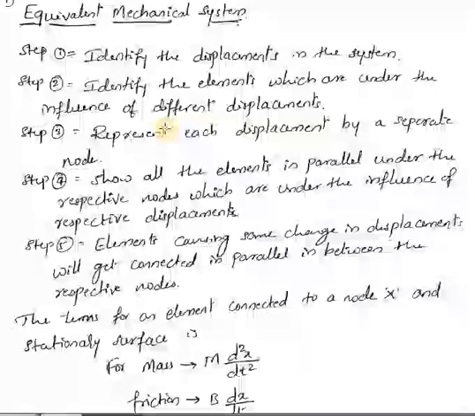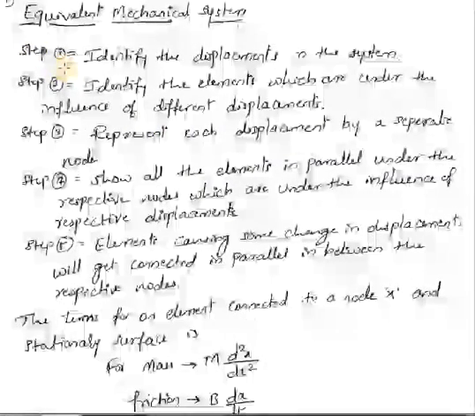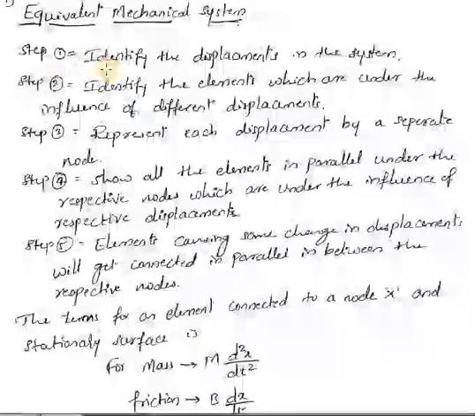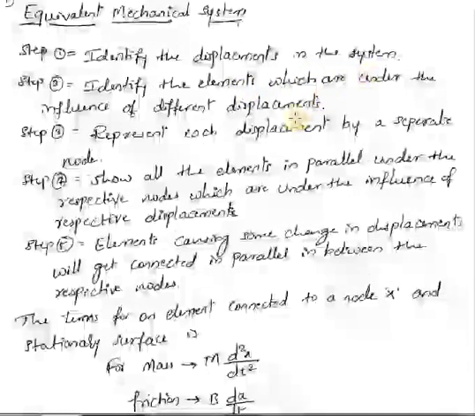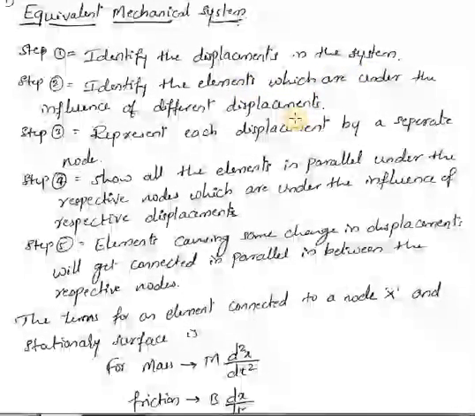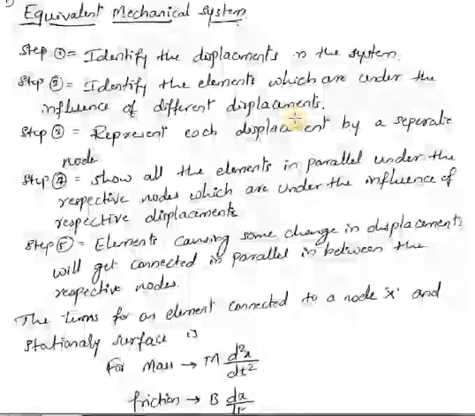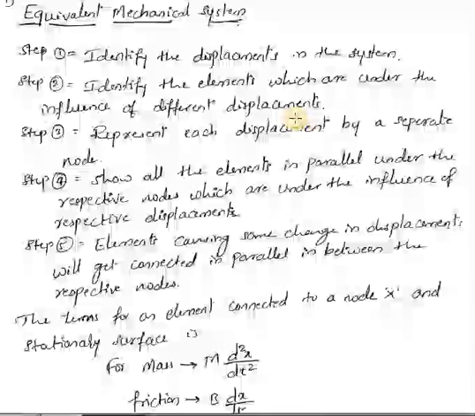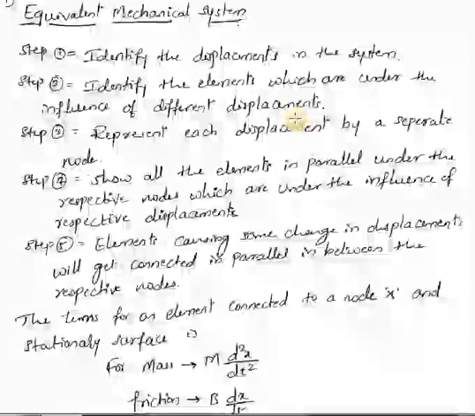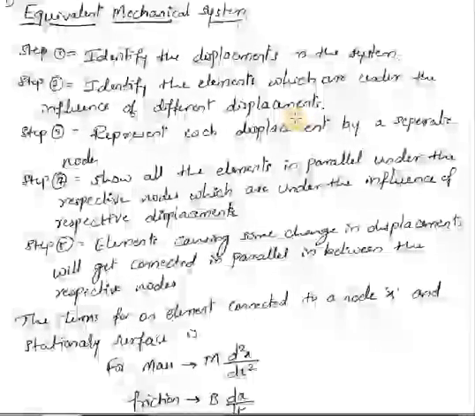These are the 5 steps you need to remember. The very first step is to identify the displacements in the system. How many displacement elements are there? For example, if there are two masses connected by a spring or a dashpot, no doubt there will be two displacements, as you have seen already, x1 and x2. So you need to identify that number of displacements.